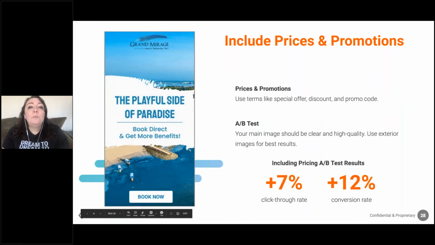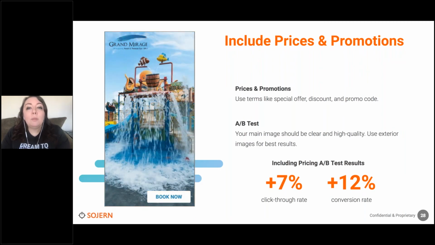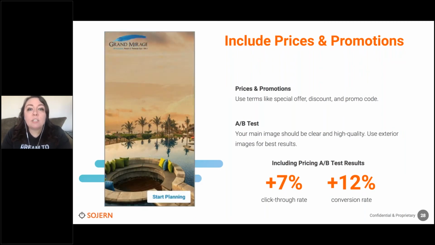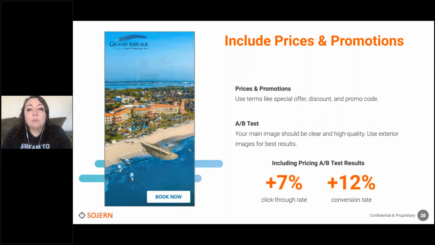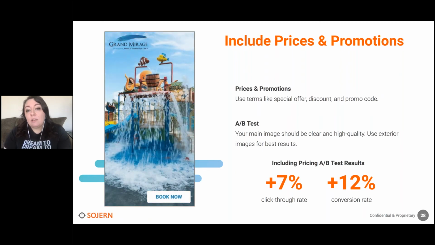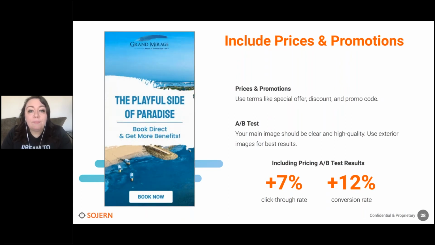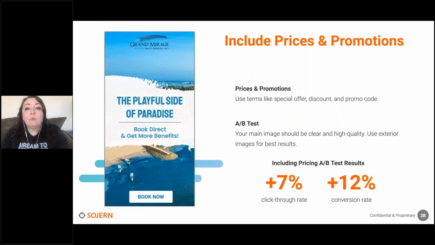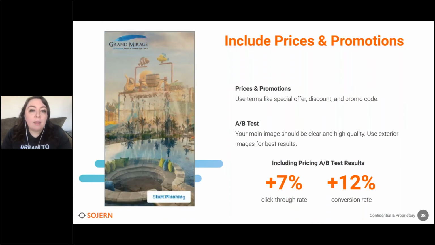And then don't be afraid to showcase your prices in your ads. This can only help you get more qualified leads, as well as surprise and delight travelers who may not have realized they can afford your destination or attraction. If your pricing varies from day to day, use copy like "rate from $99 a night" or "starting at 74 euros per day." This way, travelers have an idea of what your base starting rates are and will understand that they go up from there.